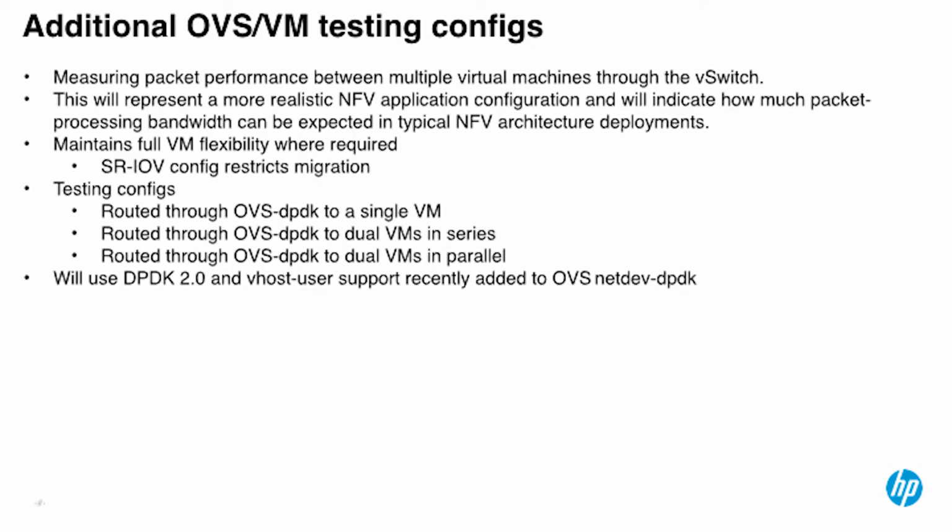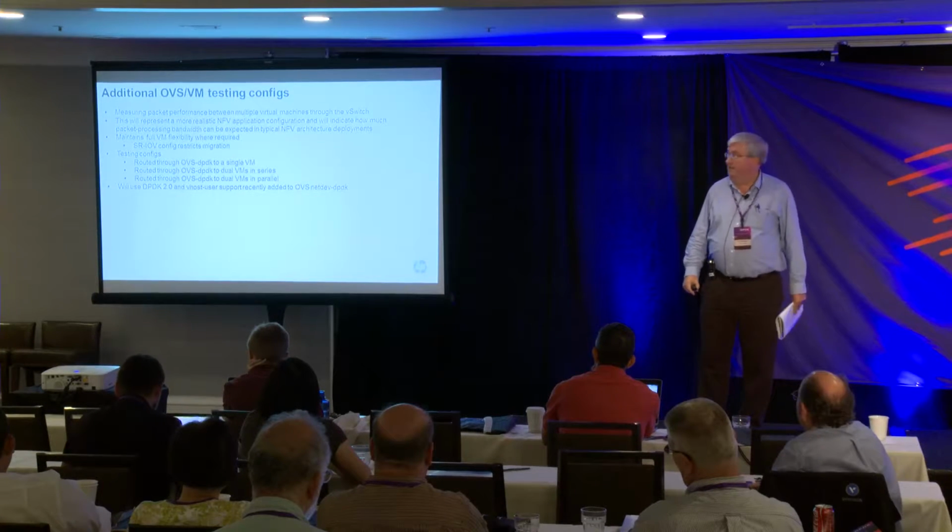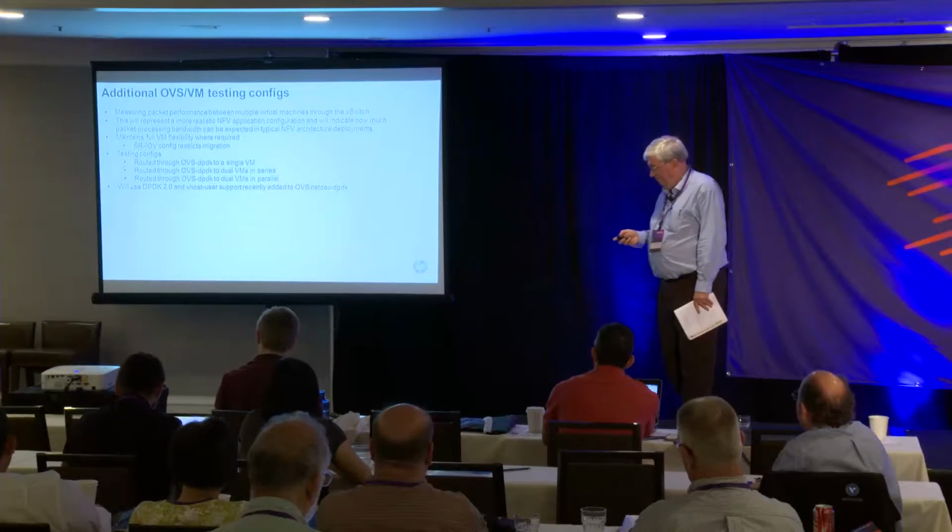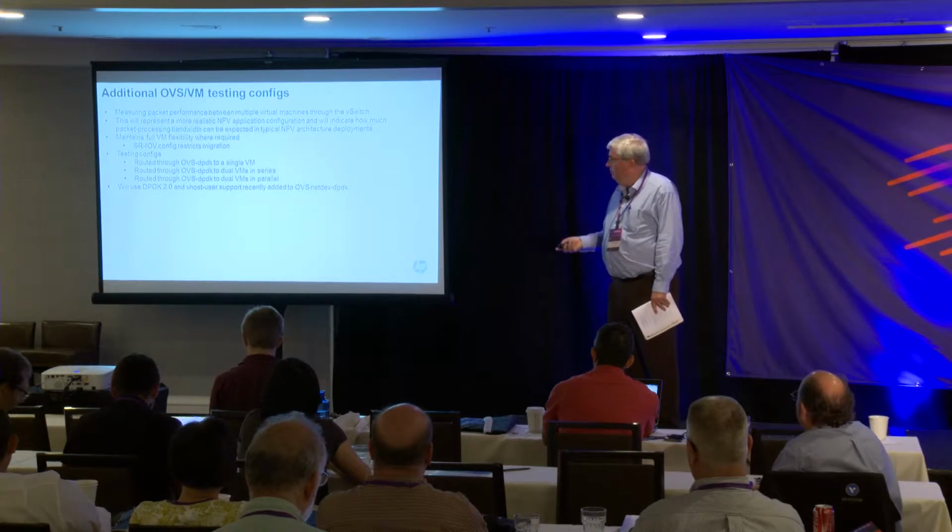The testing configs that we want to work with are both through a single VM and then through VMs in series and also in parallel. We found there are a lot of different configuration options here, and it seems like things are really moving to the vhost user interface. In order to do that, we'll have to move to DPDK 2.0 and this vhost user, which I think went into the 2.4 version of the vSwitch, and we just haven't had a chance to get all those newer versions put together yet for this testing. So that's our next major step.